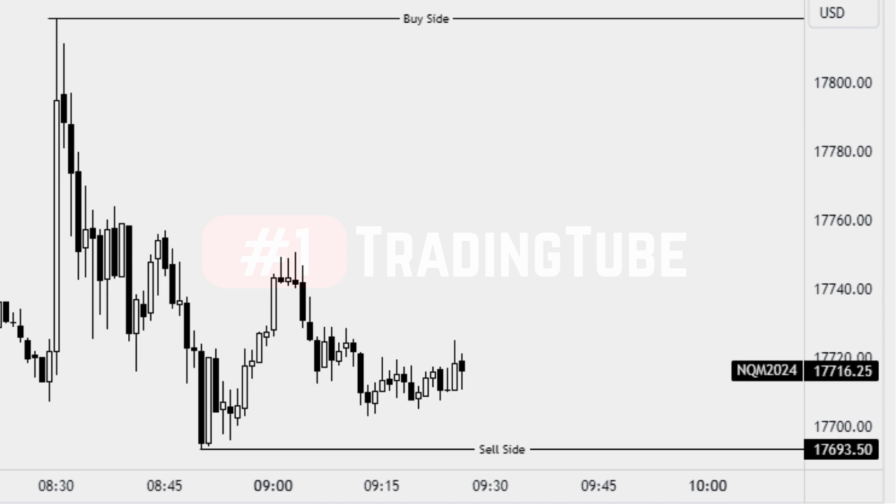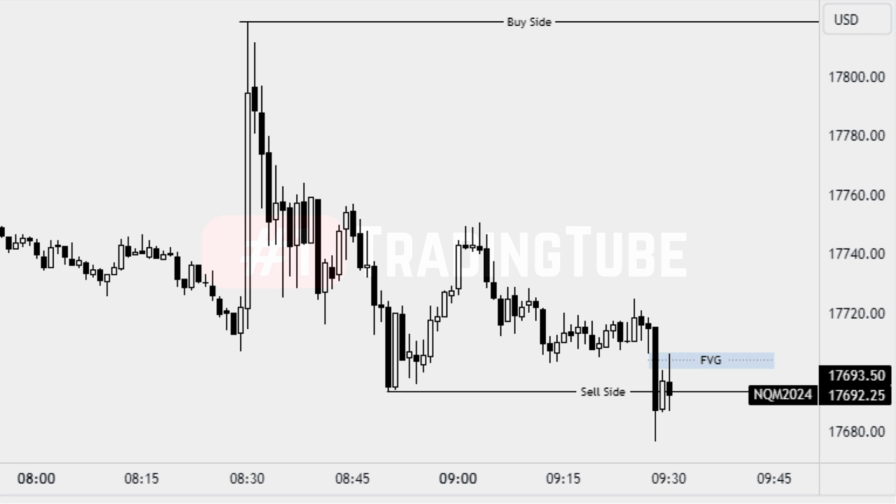Let's see what happens at 10 a.m. We can see sell side just got taken and left a nice fair value gap. Only problem is the fair value gap is holding price. Remember, we need to see a fair value gap get inverted before we can look for any buys here.